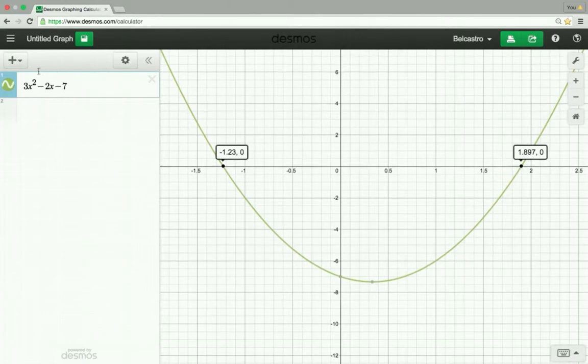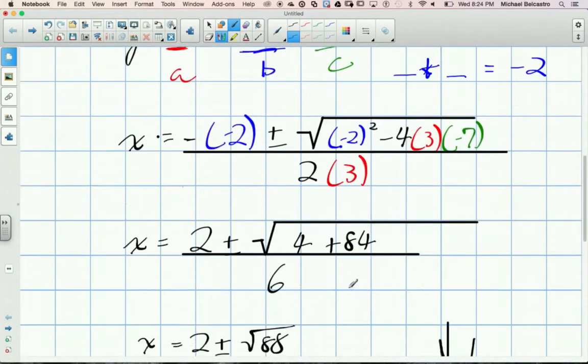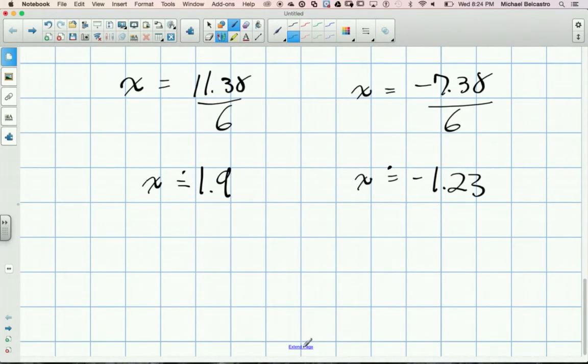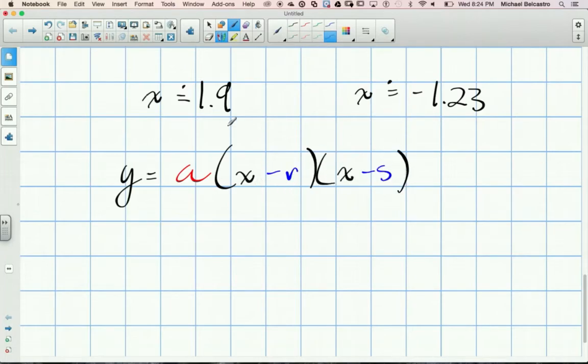But remember, we said the other thing you could do is put this in factored form. Now that we know these x-intercepts, that would pretty much be all you need to do with a quadratic formula, but like I said, you can do more. You can put it into the factored form of the equation. Factored form is y equals a times x minus r times x minus s, where r and s are the x-intercepts. You can call either one r, either one s, it doesn't matter.